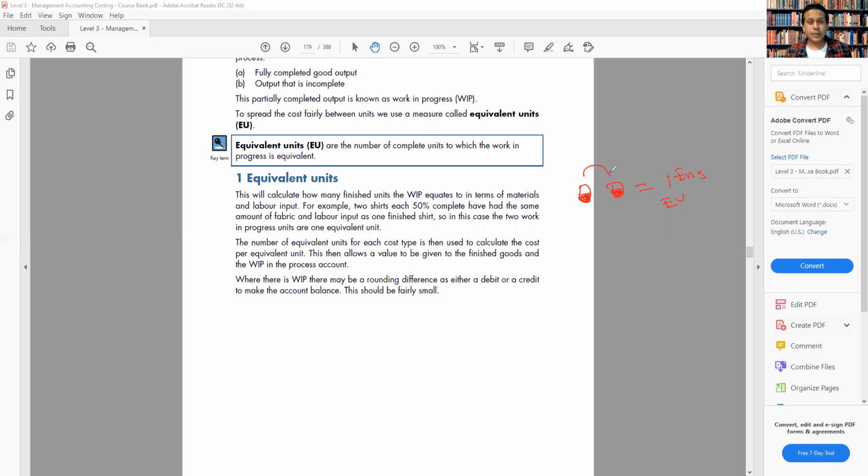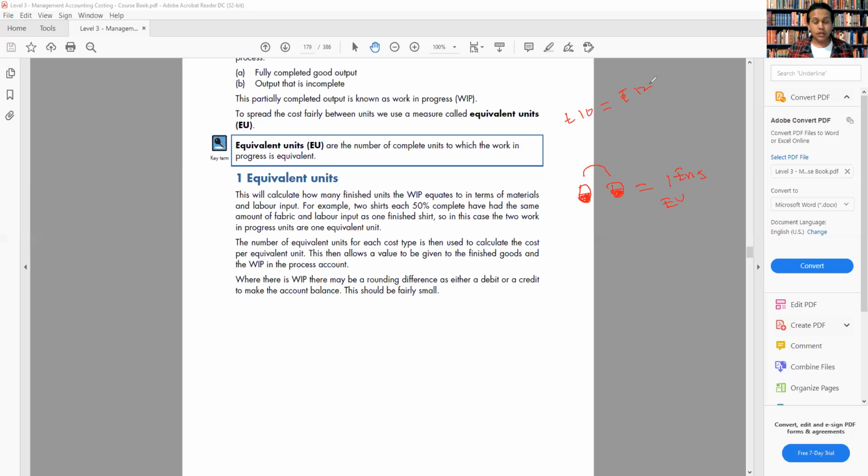For example, if you have £10 and let's say that £10 is equivalent to €12, then €12 is not a pound, but it is equivalent to £10. So equivalent units: when we have a unit that is not fully completed, we combine them and estimate how many complete units I can make from them. That is called equivalent unit.